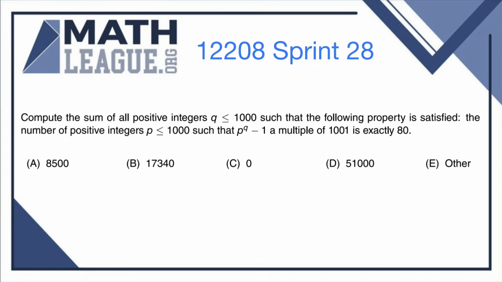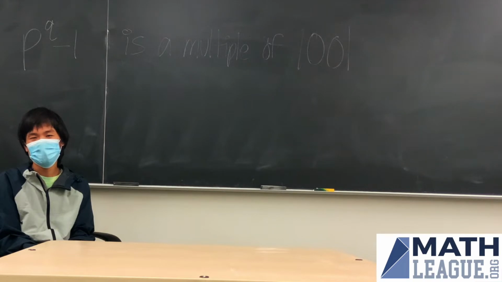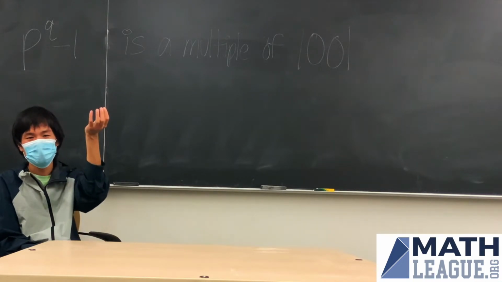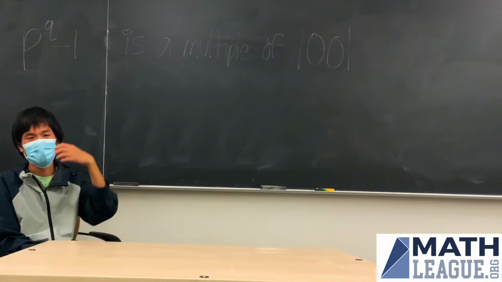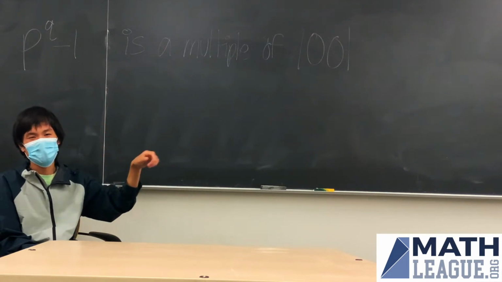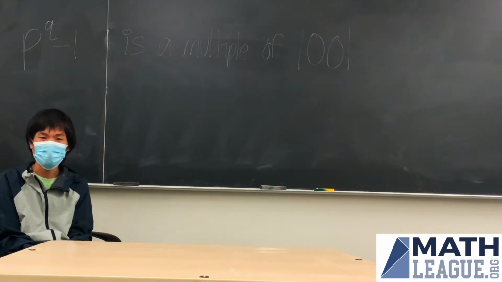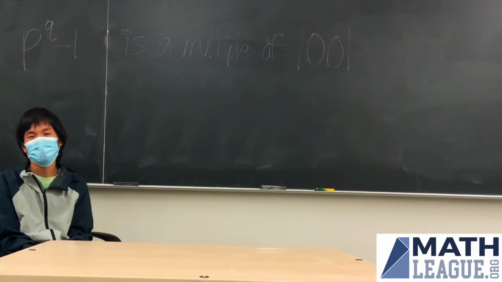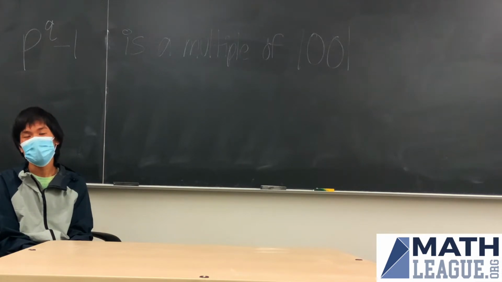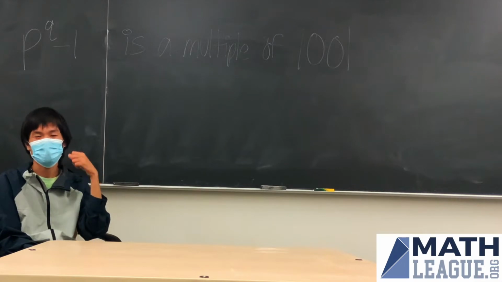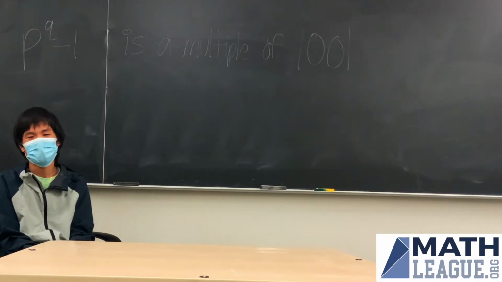And today I'm going to do this one problem from that nationals round. That one problem being: I'm given a value of q, and I know that p to the power of q minus 1, if that's a multiple of 1001, then the number of possible values of p that are positive and less than or equal to 1000 is 80. And I need to find out the number of possible values of q that are positive and less than or equal to 1000, and all that I said previously holds.